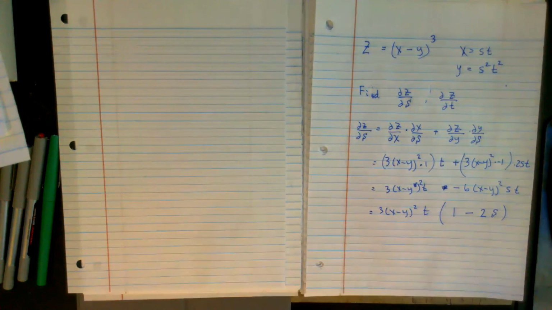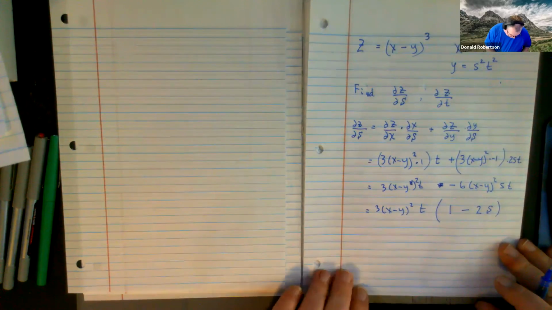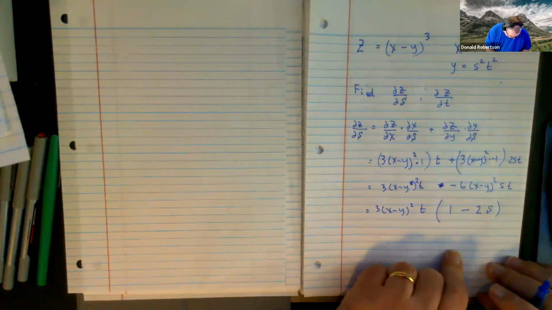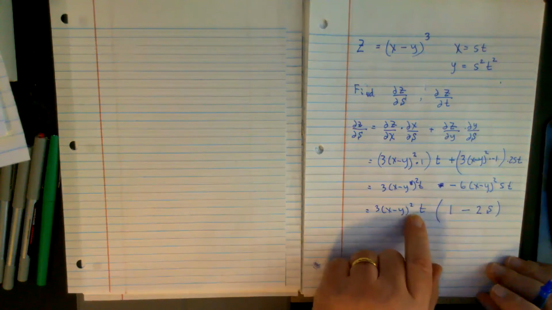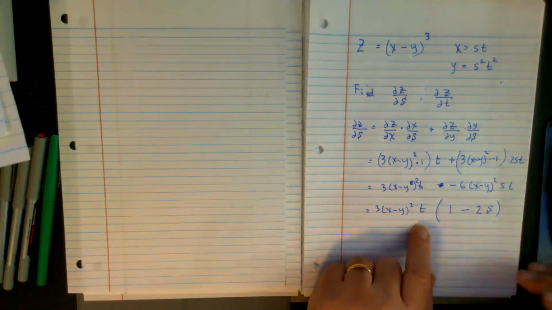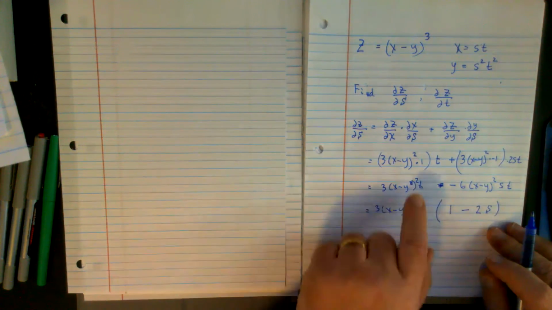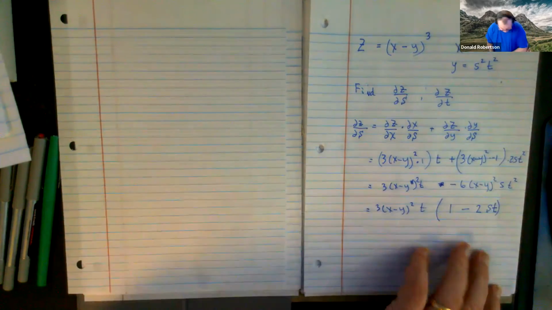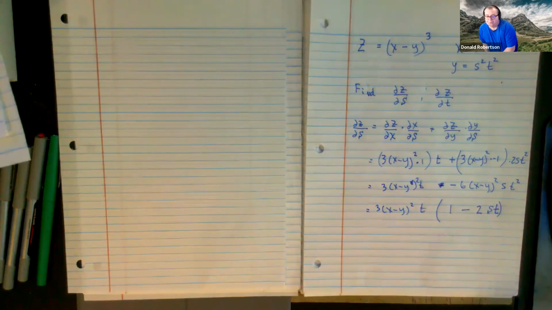Would that be 2st squared for the y? Did I screw up one? Which one? The terms that you're doing the partial derivative of y with respect to x. Oh, this one here? Yes, yeah, so this guy should be a square there, shouldn't it? There, you're right, missed it.